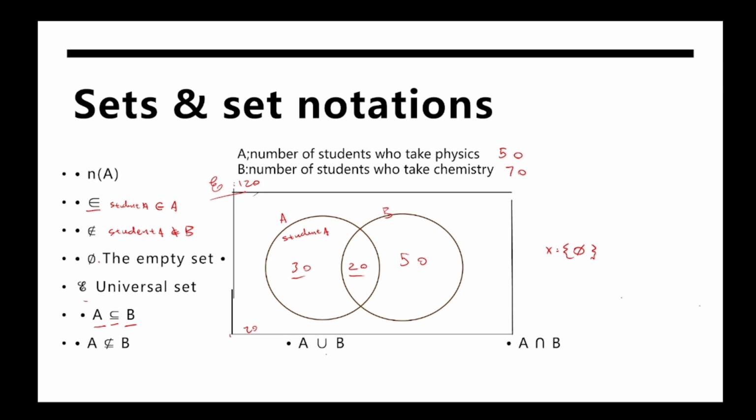Here is A union B, which means A or B. In this case, the number of A union B would be this whole part, which is 100. And here is A intersection B, which is the intersection part of A and B. If we say the number of A intersection B, it would be the middle part here, which is 20.